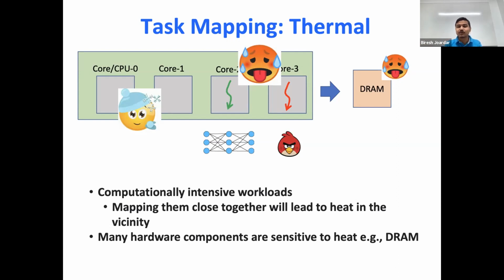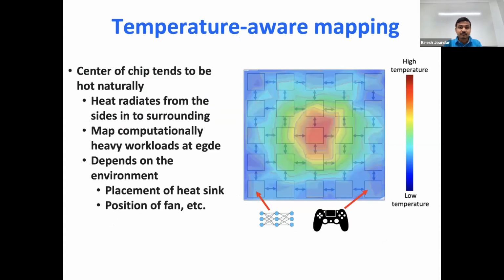So this is one way how task mapping could help with temperature. Another example, let's say I have a massive many-core system, and at some point, let's say this is the heat map. So I have a situation where the center of my chip is very hot, but the periphery is not as hot, it's cooler. So now if I have to run a game or a machine learning workload, I have a choice to make.